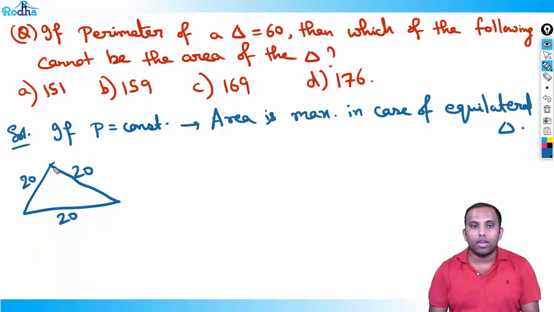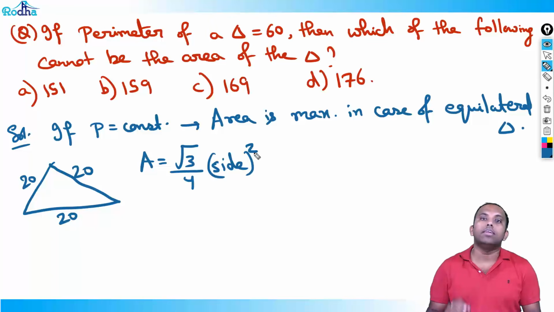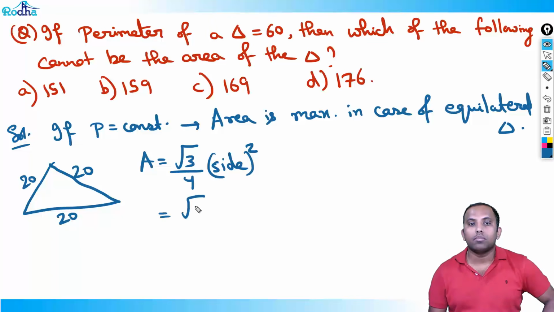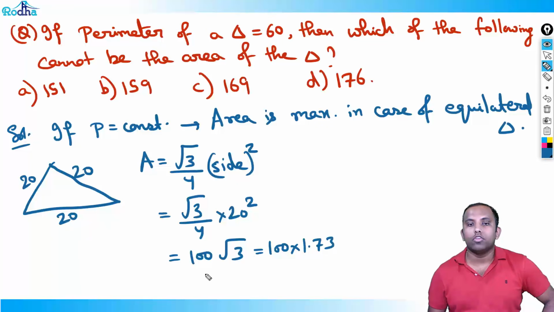What is the area of an equilateral triangle? Remember for now, we'll discuss the equilateral triangle in detail in the coming videos, right? Area of an equilateral triangle is root 3 by 4 into side square. So root 3 by 4 into 20 square, that is 100 root 3. Now root 3 is around 1.73. So 100 into 1.73, it's around 173. So 173 can be the maximum area.